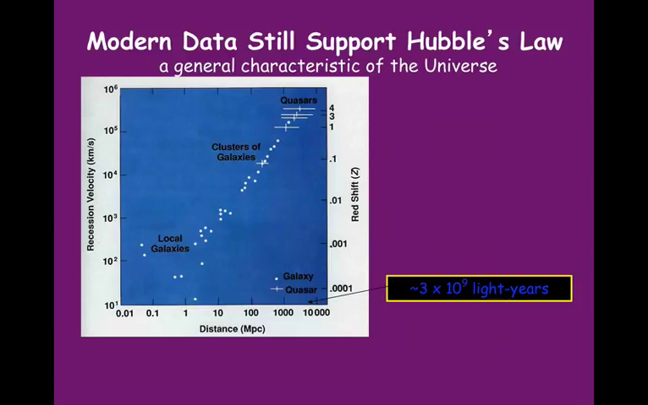Today, we can see even more distant galaxies and measure their distances using techniques like standard candles, and they all hold to Hubble's law. How distant are the galaxies that we see with modern telescopes? Up to a few billions of light years away. So what are their redshifts then? How much are these lines shifted?